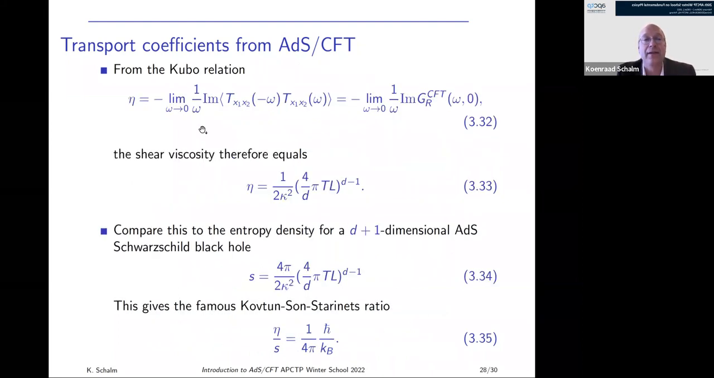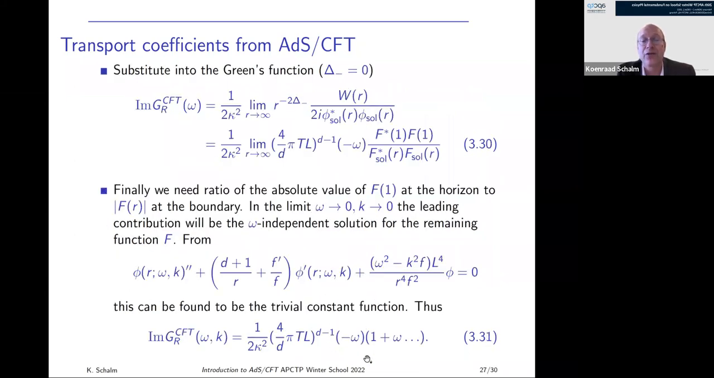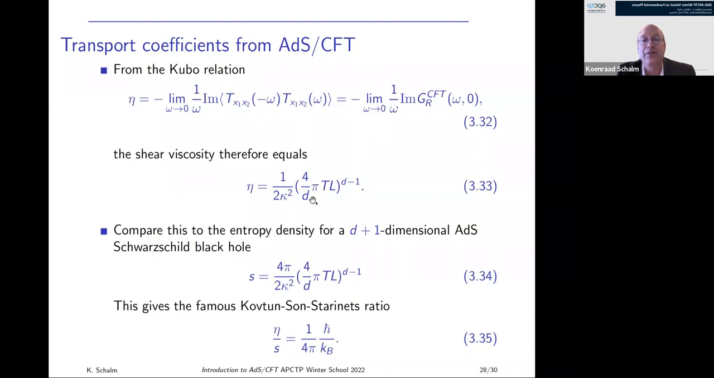So let's do that. From the Kubo relation, this is the Kubo relation. This was the answer. This is 1 over omega, the imaginary part of this retarded Green's function, in the limit omega going to 0. So the only thing I have to do of this previous expression is drop the minus omega term, and I have my answer for the shear viscosity. This is the shear viscosity of my CFT that lives in a certain number of dimensions, expressed in the temperature of the CFT.